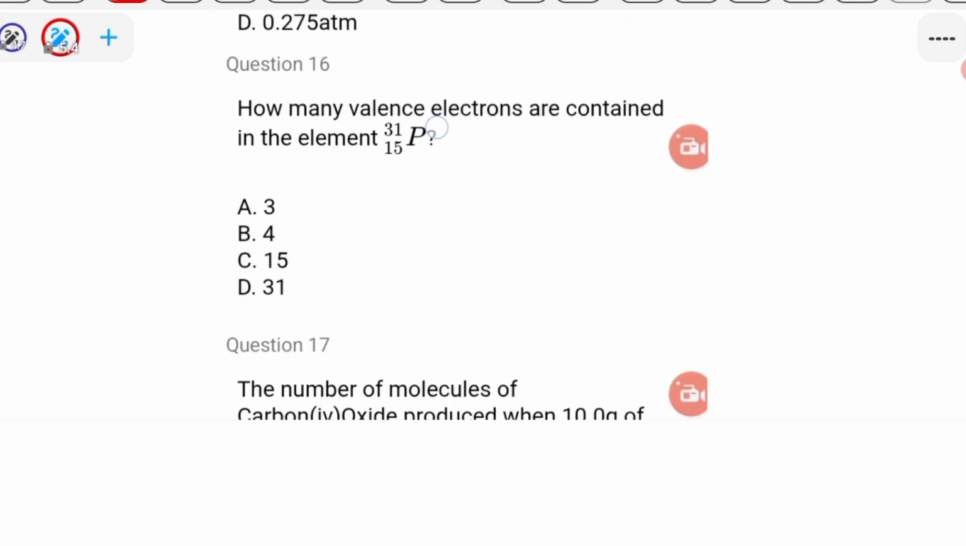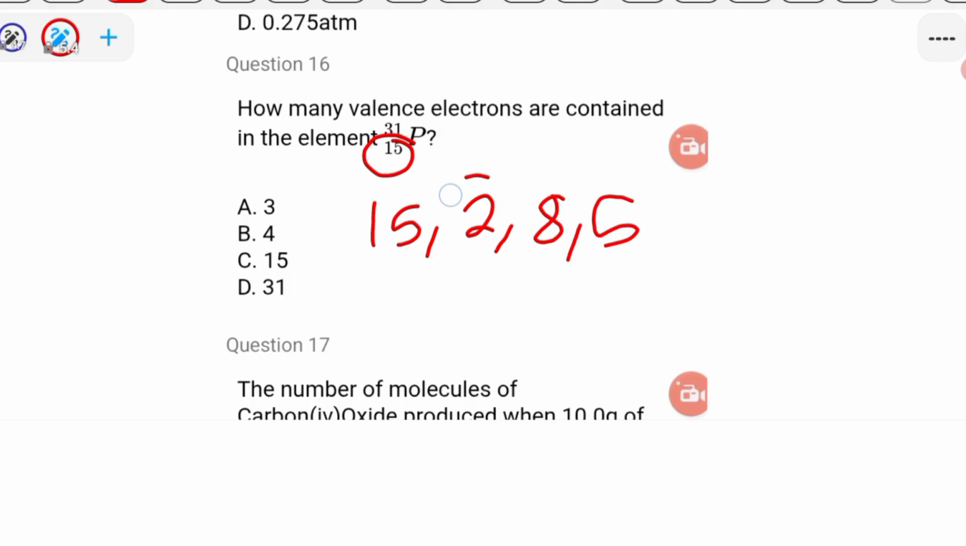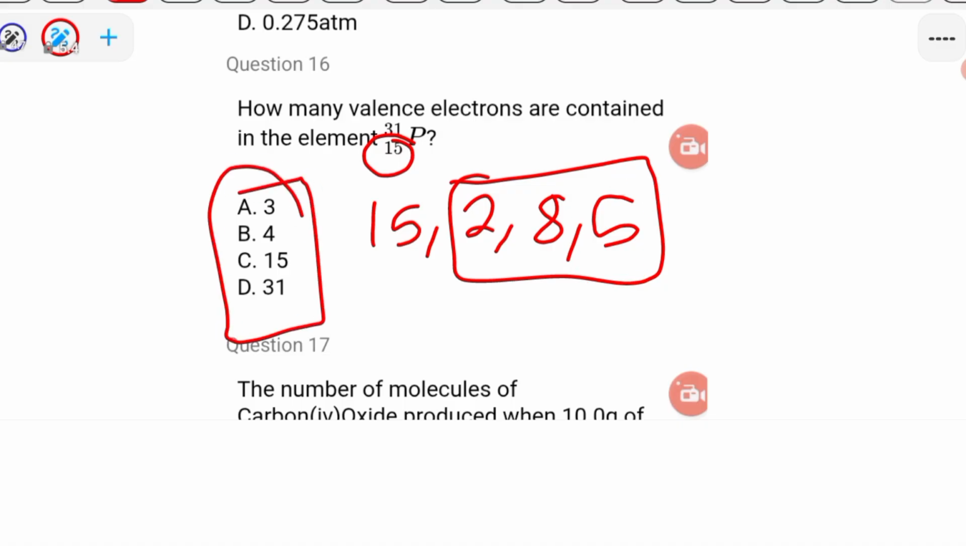The next one is how many valence electrons are contained in the element 31/15 P. This is phosphorus. So I'm asking how many valence electrons are there in the outermost shell. Since the atomic number is 15, if you do the configuration, that will give you 2, 8, that is 10, then it will remain 5: 2, 8, 5. This is the electronic configuration. So that means it has 5 electrons in the outermost shell.